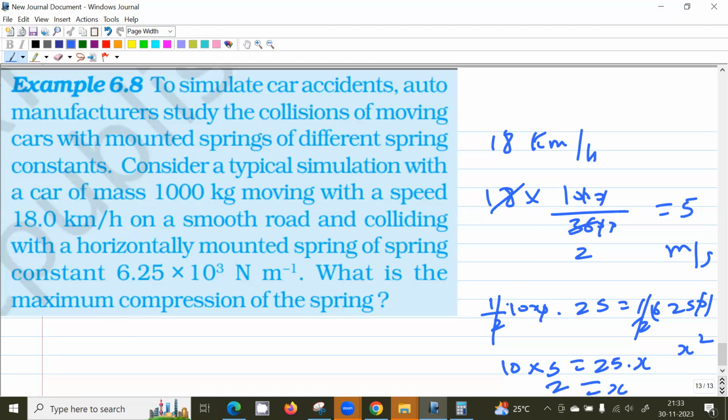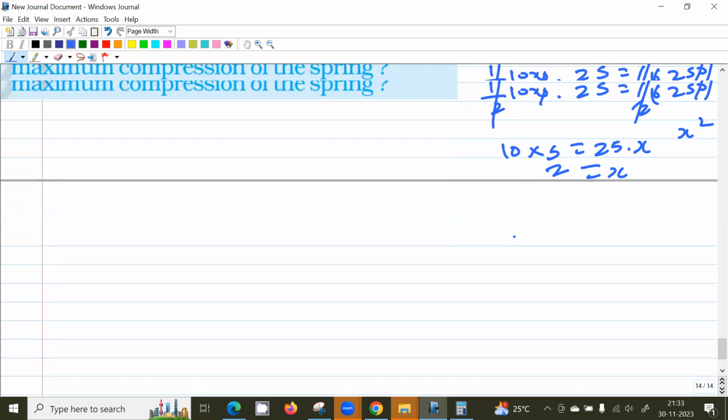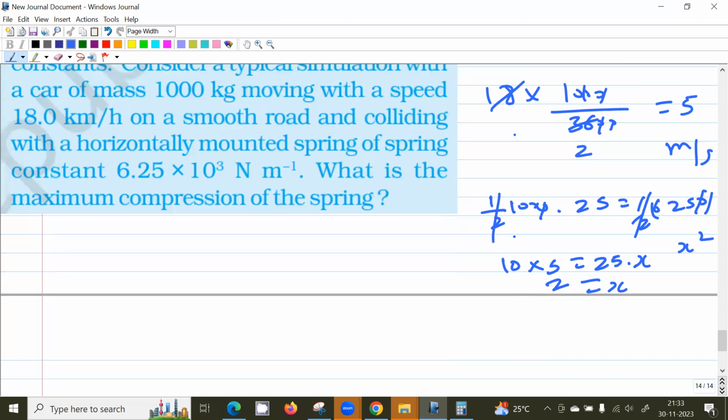Half m v square, where the mass m is 1000, so 1000 into 20, and with v squared that is 6250. So it is directly converted. 1000 into 25 is equal to 625 into 10 to the power minus 2 times x square. That will become 10 to the 1 x square. This and this will become 25, and 400 is equal.